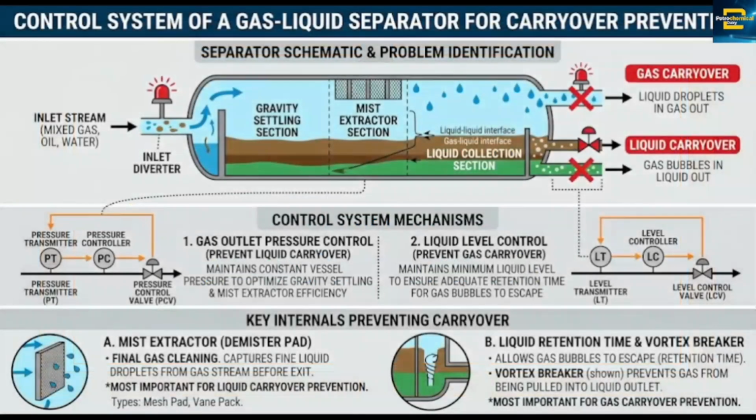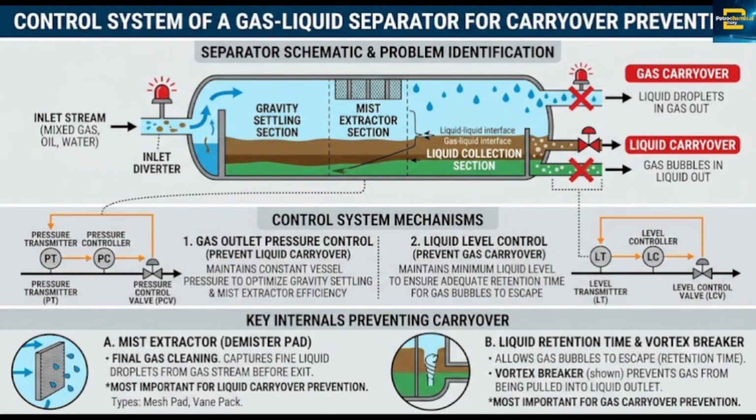And again, there's what we call a vortex breaker. So remember I said when liquid is coming out of a gas outlet, that can cause a liquid carryover, and that is what we call re-entrainment. And the mist extractor helps to prevent this.